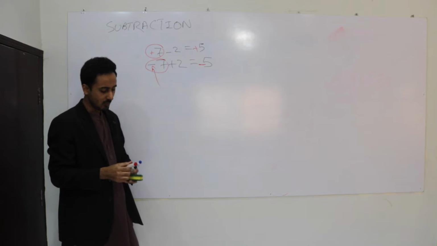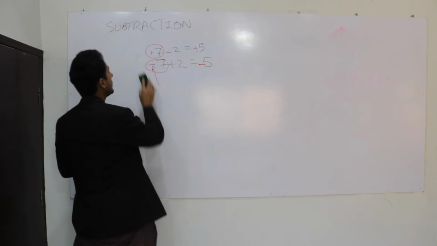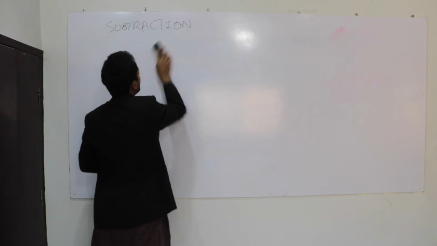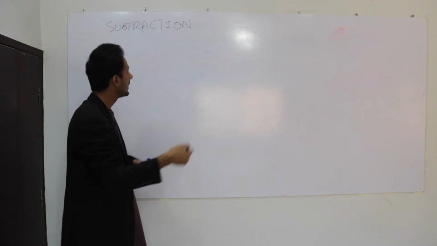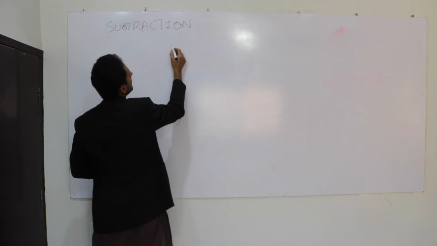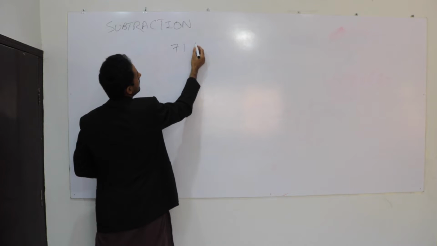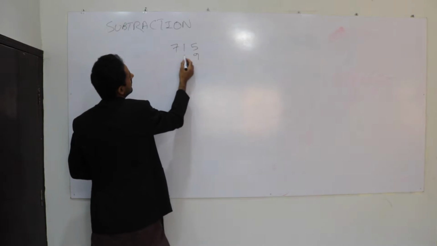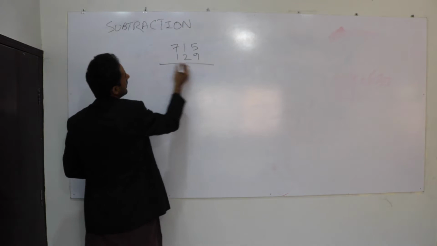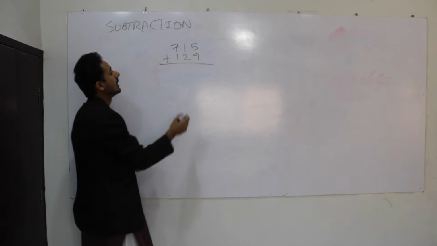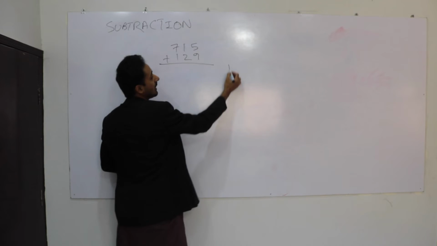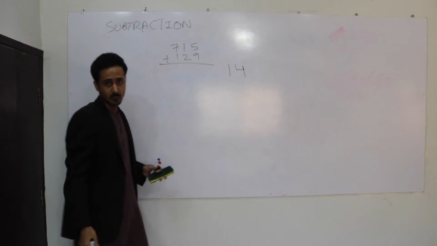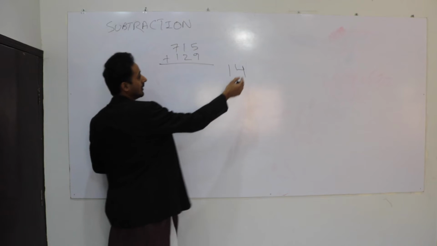Now let's move towards solving a few questions. We need to add, for example, these two numbers. Now 5 and 9, that is 14. 14 contains two digits, 4 and 1.